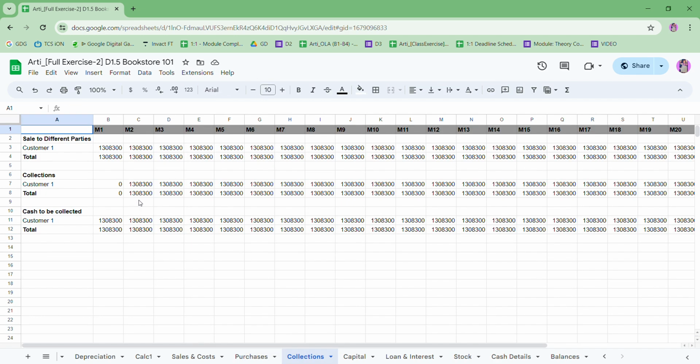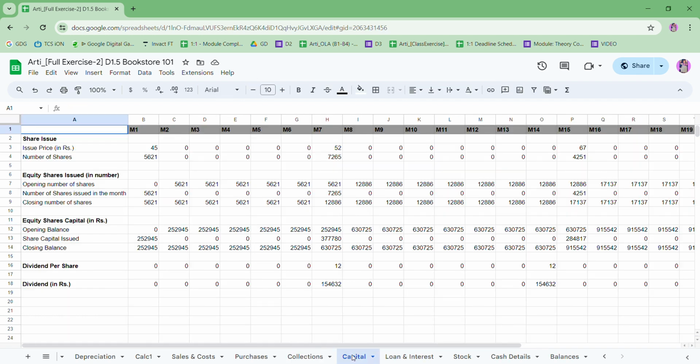In the collection sheet we have calculated the collection information. Sales to different parties have been shown here with the sales and cost reference, and collections are done after 1 month. So all this information can be seen. Cash to be collected has been calculated by deducting collections from sales to different parties.